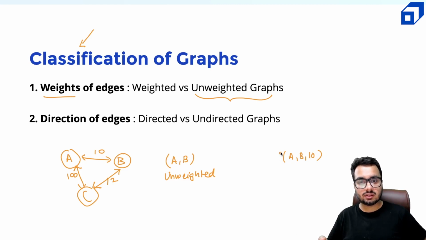That means the time to travel from A to B, or the edge weight from A to B. So this is a case of a weighted graph, right? That means in the implementation also, we will have to store this weight associated with each edge, and then there is direction of edges.